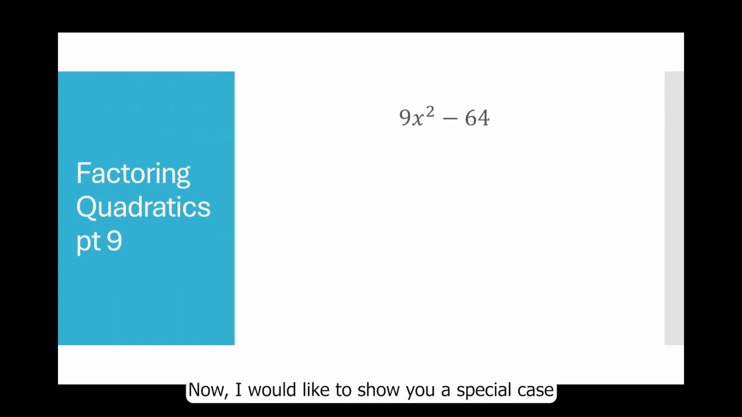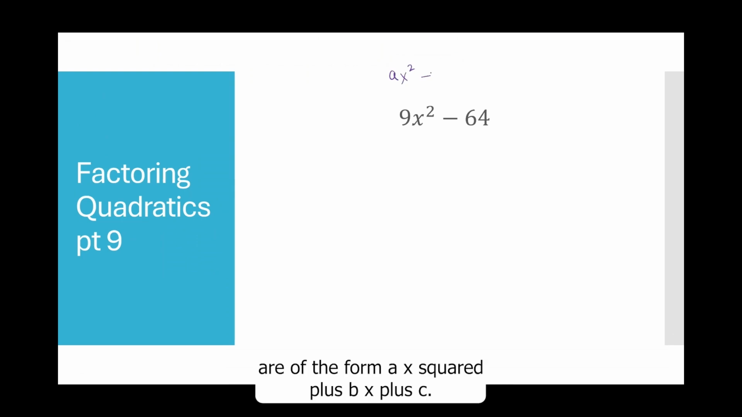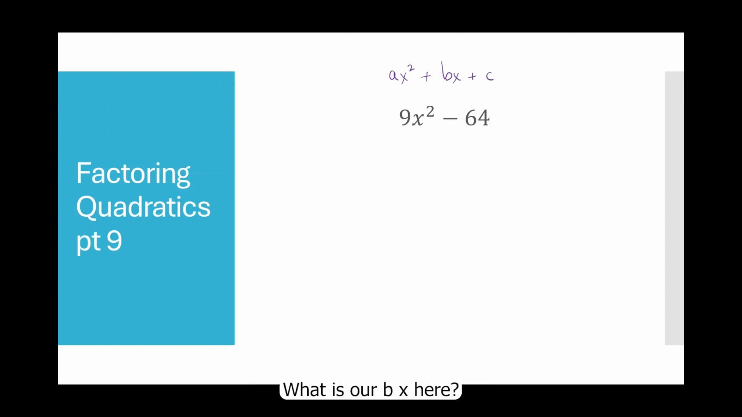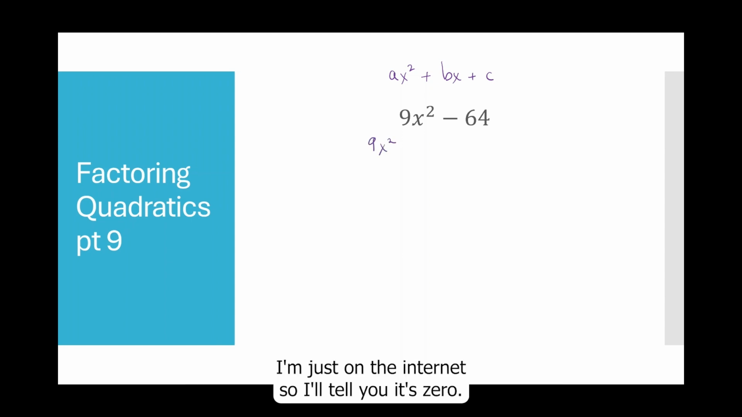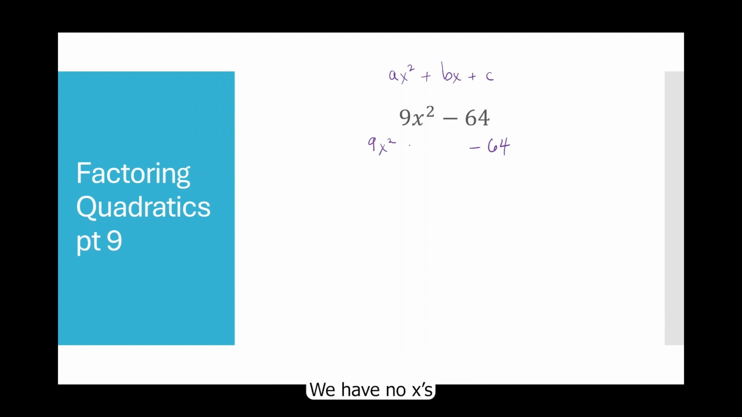Now, I would like to show you a special case before I leave you be on these. So, remembering that quadratics are of the form ax squared plus bx plus c, what is our bx here? What's b? And, I know you can't answer me. I'm just on the internet. So I'll tell you, it's 0. We have no x's.